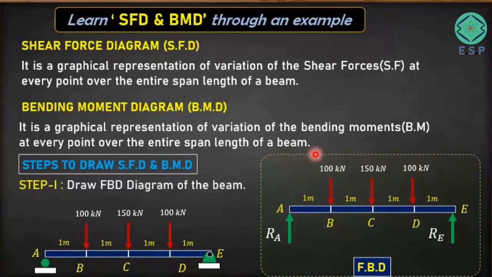What we have done in the free body diagram is make the beam free from all its supports, and at the support points we have given the support reactions: RA at point A and RE at point E. So this is the first step, draw the free body diagram. Now let's understand the second step to draw the shear force diagram.